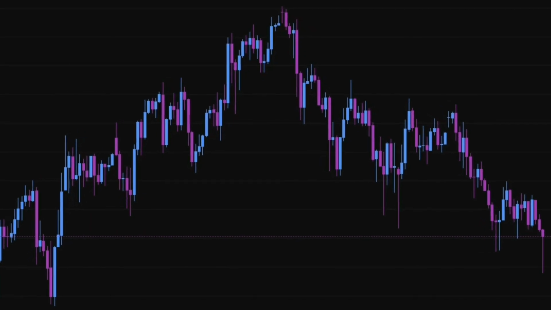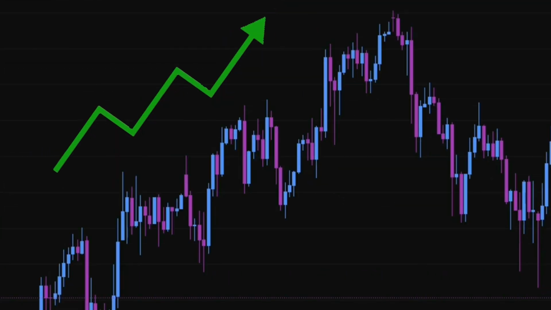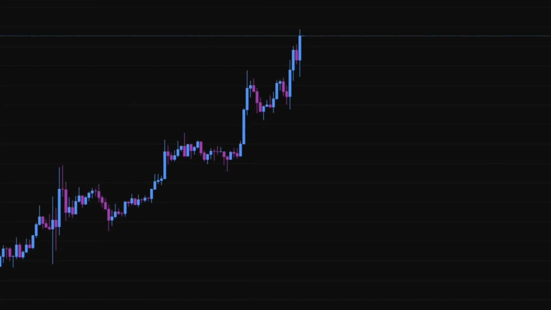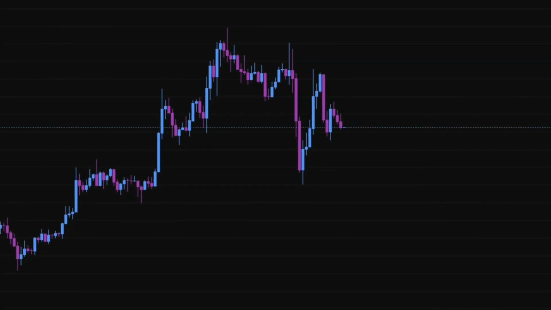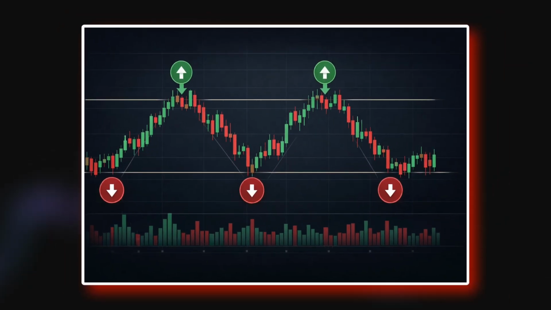You know, the biggest mistake traders make with market structure is thinking that every higher high is bullish and every lower low is bearish. In reality, price can print higher highs while institutions are distributing, and it can push lower while smart money is quietly accumulating. That's why so many traders end up buying tops and selling bottoms.